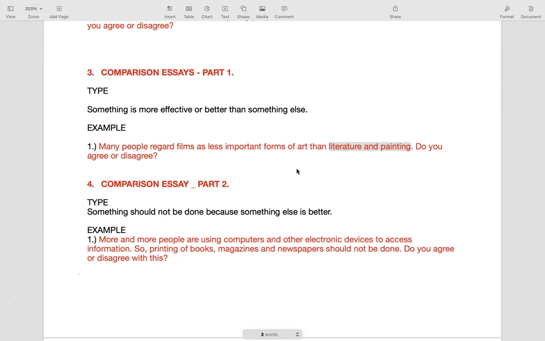In one case, they just say one thing is better than the other. In the second case, they say something should not be done because the other thing is better. For example, here they are saying more and more people are using computers and other electronic devices. Yes, Prashantam? Any other doubt? Or is it clear?